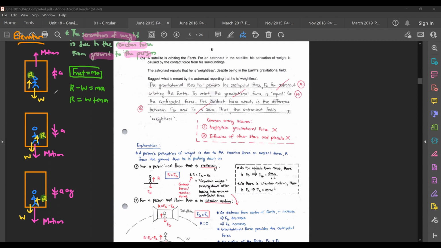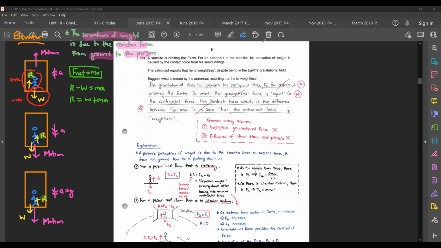So how do I know which one is going to be positive or negative? In AS, you would have learned that when you want to apply the equation F net equals to MA, any force that's in the direction of your acceleration will be positive. Like in your case, R is in the direction of your acceleration, so this one should be positive. Whereas any force opposite to your direction of acceleration will be negative. So W here will be negative. That's why here is R minus W equals to MA. Therefore, R is equals to W plus MA.